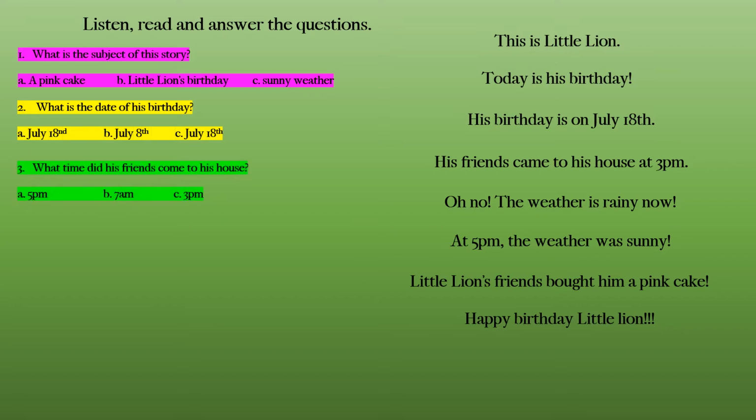Number 3. What time did his friends come to his house? Was it A, 5 p.m, B, 7 a.m, or C, 3 p.m? Question number 4. What was the first weather word in the story? Was it A, foggy, B, rainy, or C, sunny?